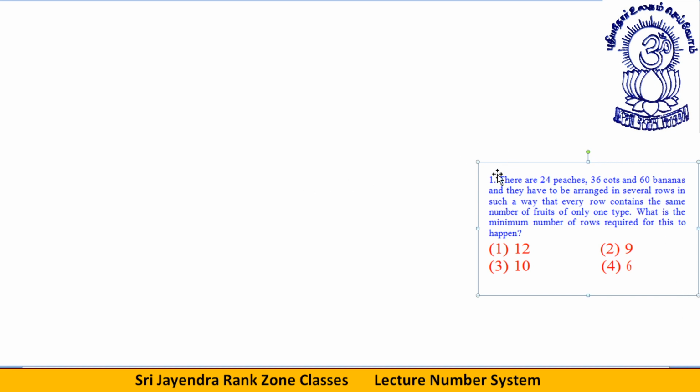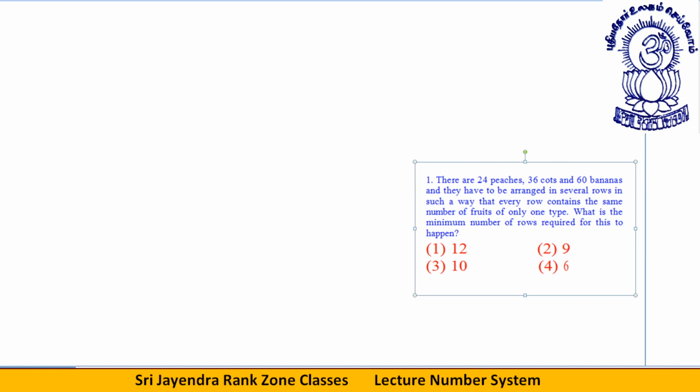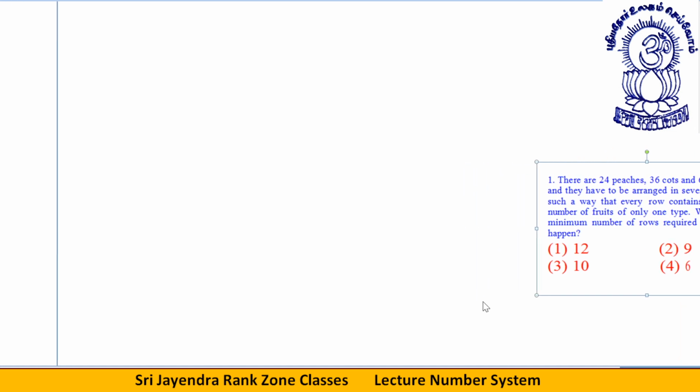There are 24 peaches, 36 squash, and 60 bananas, and they have to be arranged in several rows in such a way that every row contains the same number of fruits of only one type. What is the minimum number of rows required for this to happen? See, students, what is being given to us?